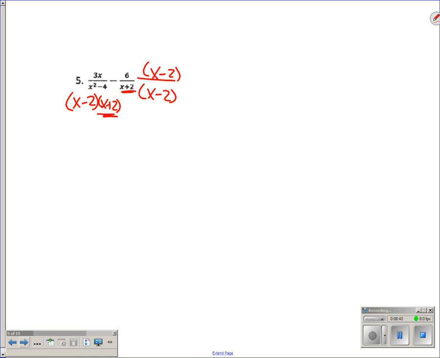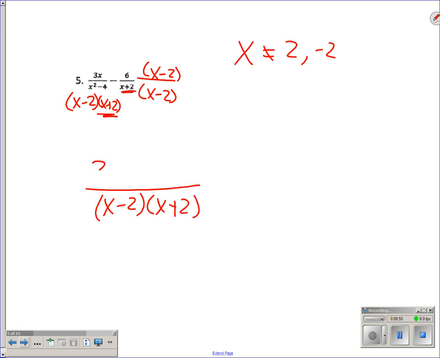I guess now's a good time to tell us what the restrictions are. x cannot equal what makes the bottom 0, and again that's 2 and negative 2. So how it works is we got the common denominator of x minus 2 and x plus 2 on the bottom. And on top I have 3x still, and now it's minus 6 times x minus 2. I like it to this point. People get to this point all the time.